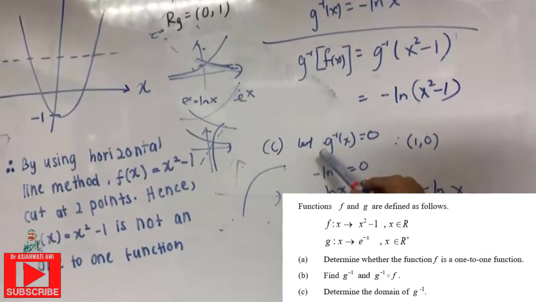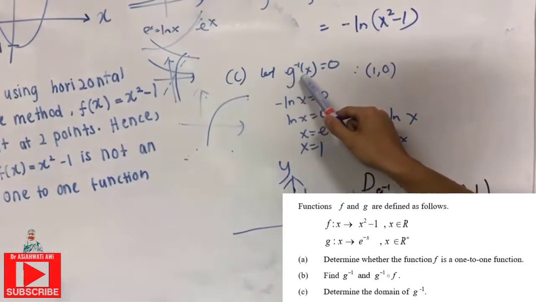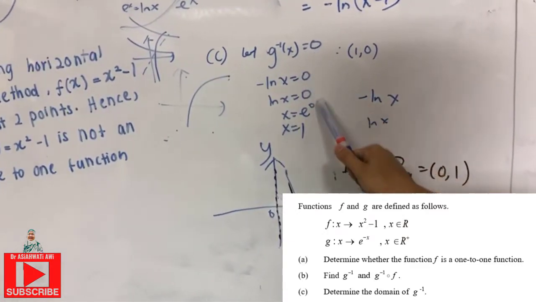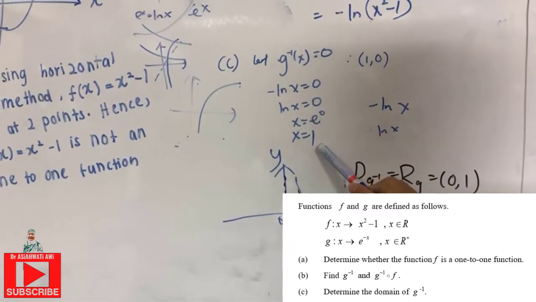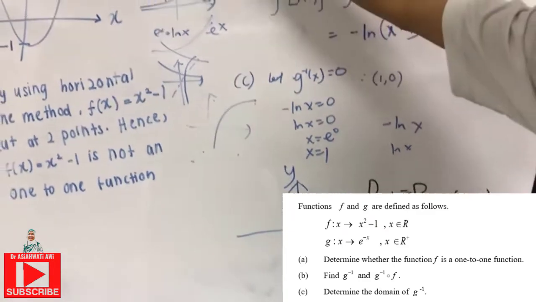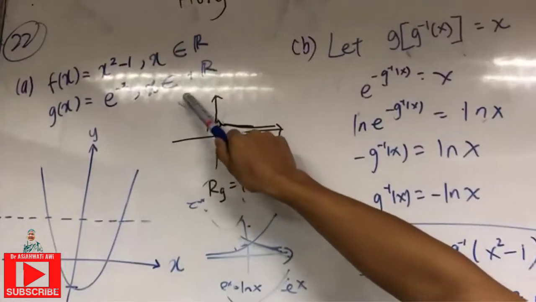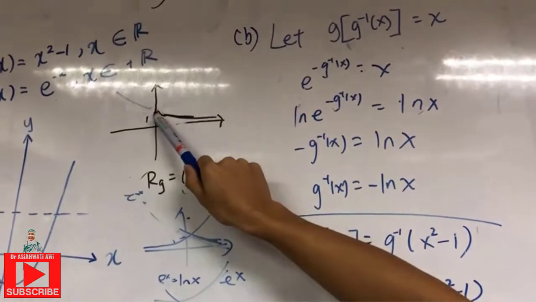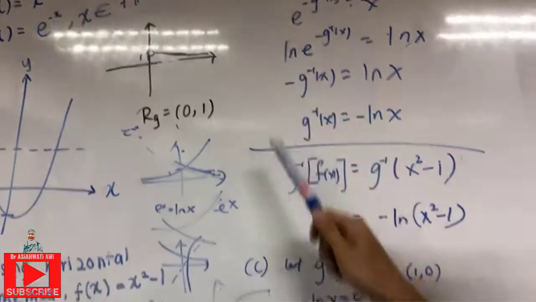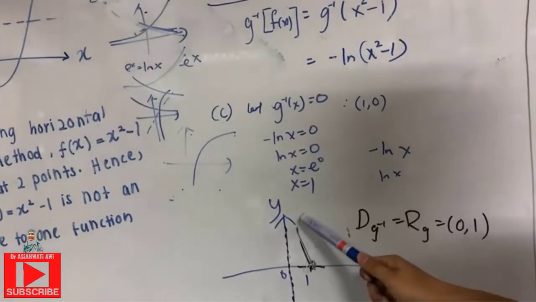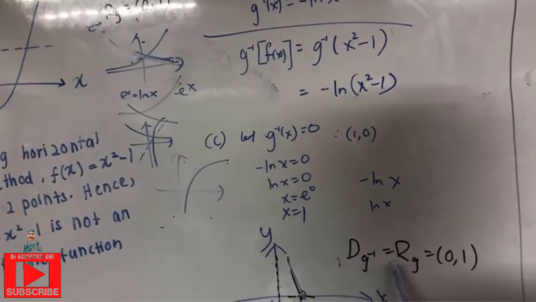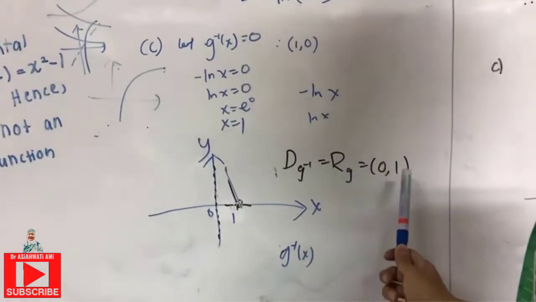For part C, the question need to find out the domain for g inverse. So at first, I let g inverse equal to 0, and then I find out my x is equal to 1. So our x-intercept is (1, 0). And then for g(x), there is a condition that its domain is positive real numbers. So our graph starts from here. So we reflect the g(x) at the line y equal to x. We get our graph of g inverse like this. So we write out our domain for g inverse is equal to range for g, which is (0, 1).